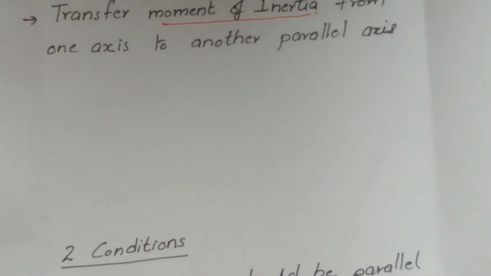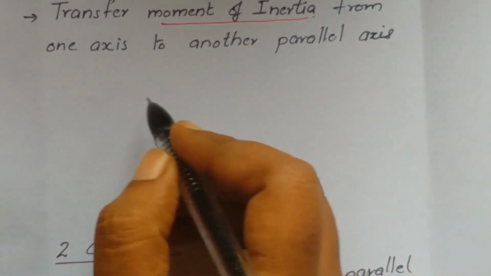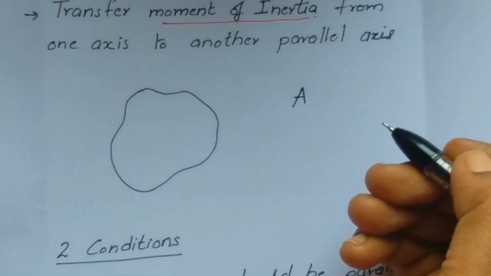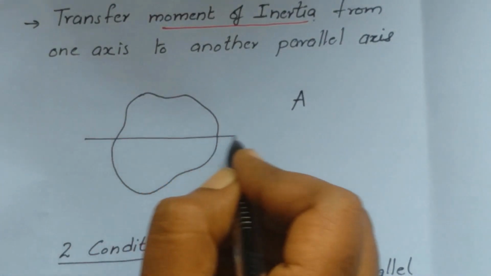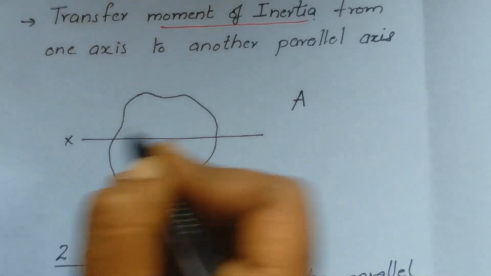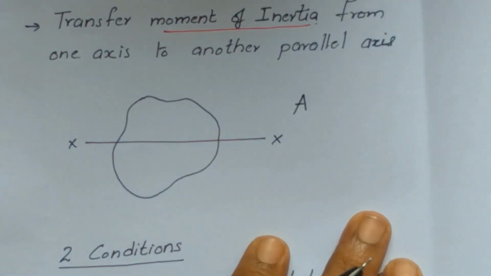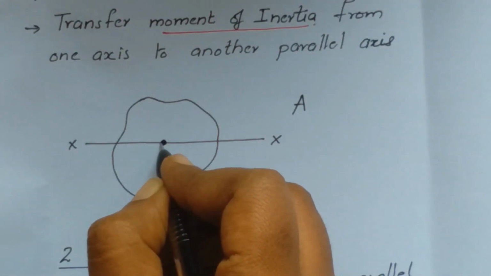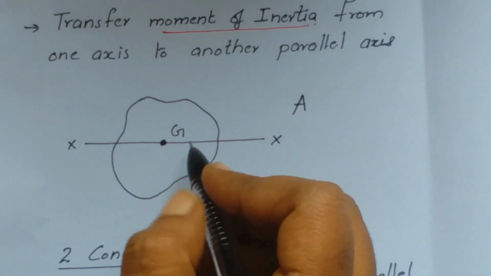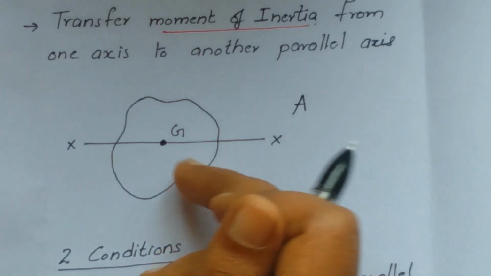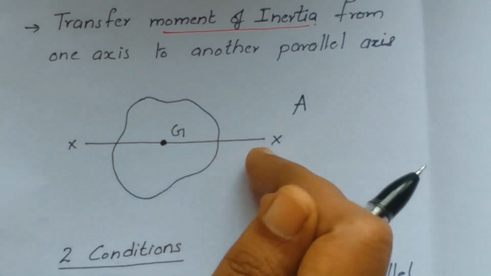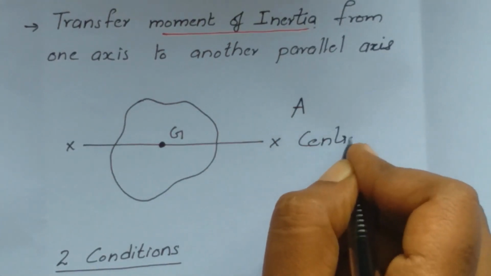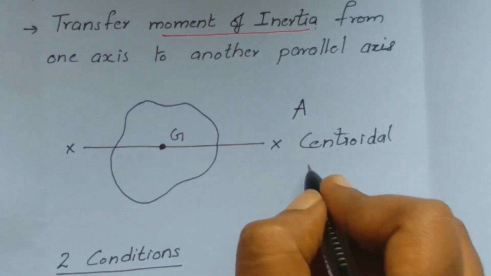That is, suppose we have a plane lamina of area A. Let us consider an axis XX that is lying in the plane of the area, on the plane of the paper. Now, let G be the centroid of the area A. That is, the centroid of the whole area lies on this axis, XX axis. So, this axis can be called a centroidal axis.